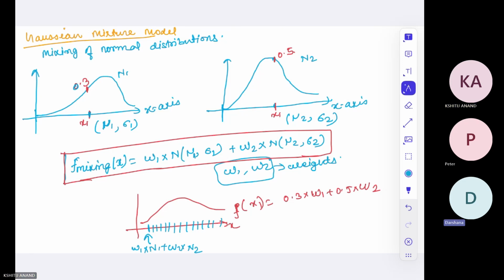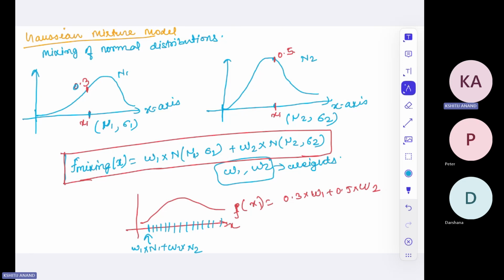Yes, understood. Thank you. So these two normal distributions are called components. We can have multiple components as per our understanding. We can have 10 components, so we'll have 10 distributions and 10 weights: weight 1 into the first distribution, weight 2 into the second, weight 3 into the third, weight 4 into the fourth.